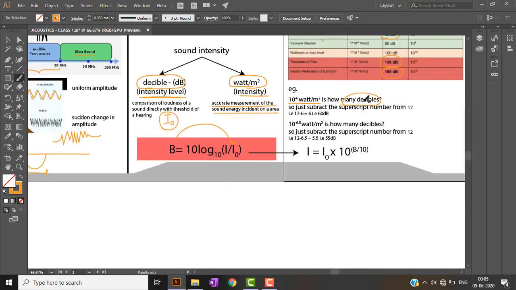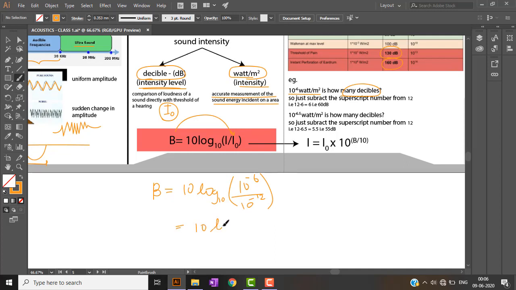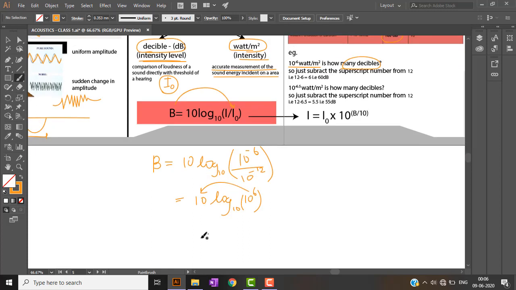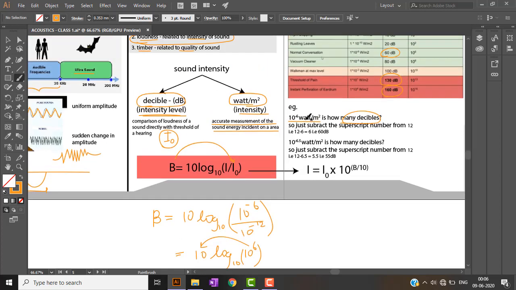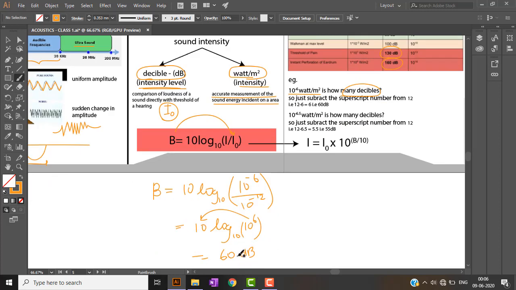So in order to calculate the decibels here, we have to substitute beta is equal to 10 log to the base 10. In the question it's given as 10 raised to minus 6 watt per meter square. So 10 raised to minus 6 divided by the I naught value. I naught value is 10 raised to minus 12. By solving this equation, it's nothing but 10 log to the base 10. 10 raised to minus 12 comes up in the numerator, so it becomes 10 raised to 6. So 6 comes in front, that is 60 dB. Okay, so 10 raised to minus 6 watt per meter square has an intensity level of 60 decibels.